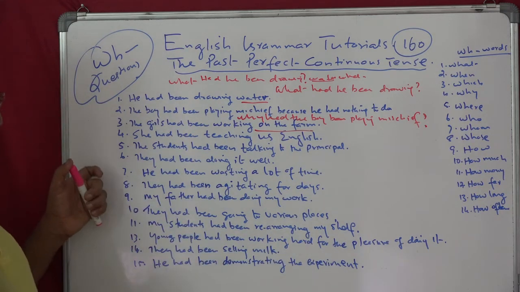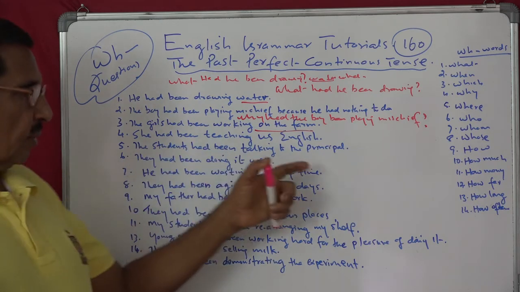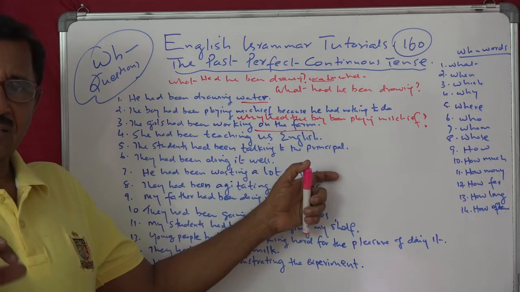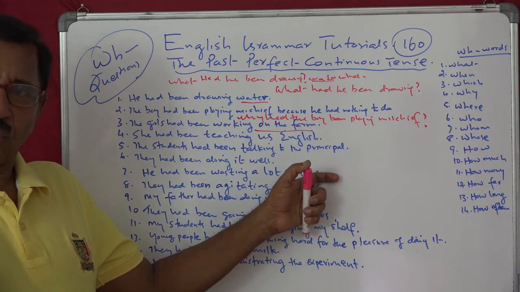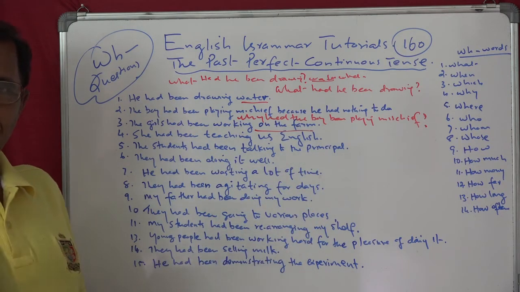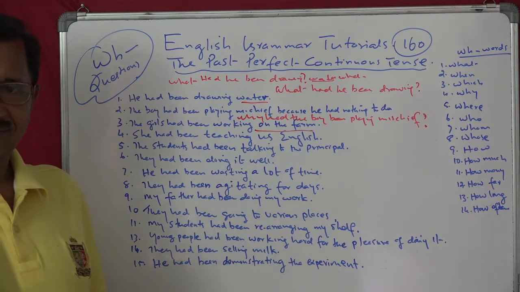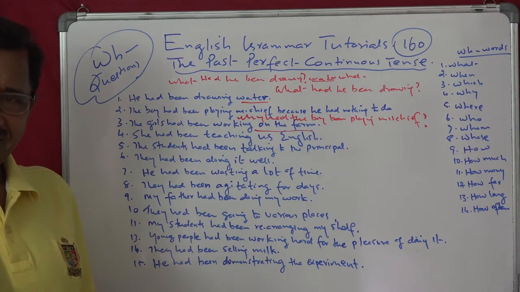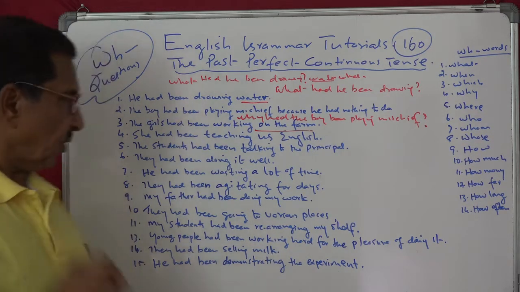Next, the fifth one: the students had been talking to the principal. You want to get the answer the principal, then you have to say whom. Whom had the students been talking to?